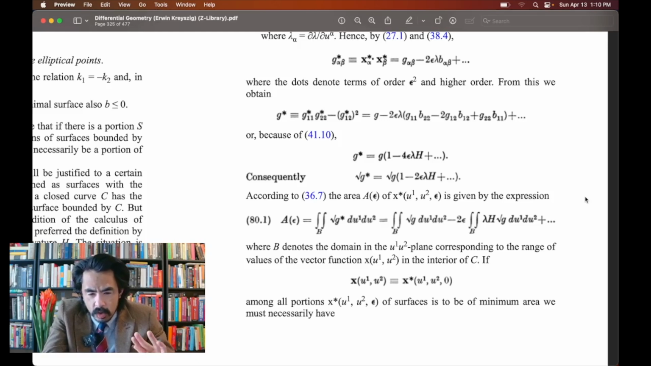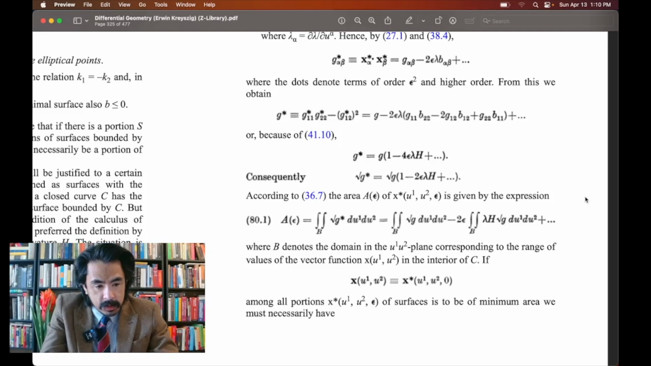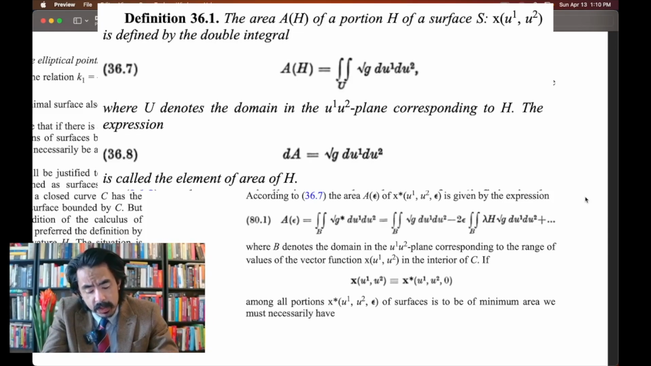So the square root is only over the discriminant of the first fundamental form, outside that quantity of the 1 minus 2 epsilon lambda capital H plus etc. So according to 36.7, which is just a statement of the area capital A of H of a portion capital H of a surface capital S in terms of a vector parametric representation X in terms of coordinates u1 and u2, where we have capital A of capital H is equal to the double integral on the domain capital U of the integrand square root of g du1 du2, where this capital U is the domain in the u1 u2 plane corresponding to the portion of interest capital H.